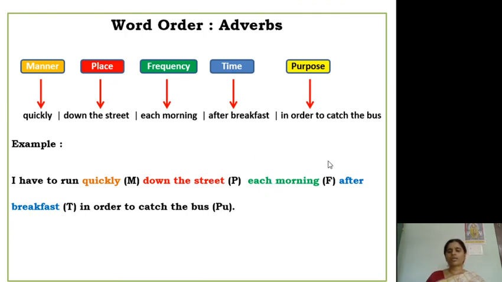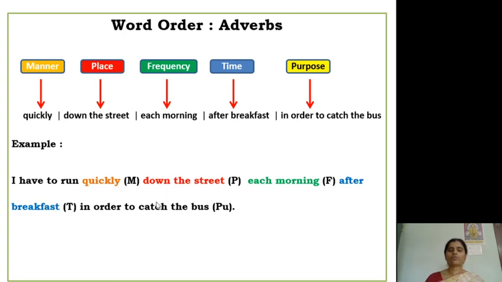So if we get more than one adverb, then the adverb of manner has to take place first. So I have to run, how, quickly; where, this relates to place, down the street; how often, each morning, this relates to frequency; when, after breakfast, this relates to time; why, in order to catch the bus, this relates to purpose. So adverbs can be a single word or can be a phrase.